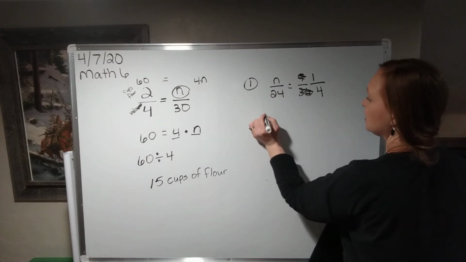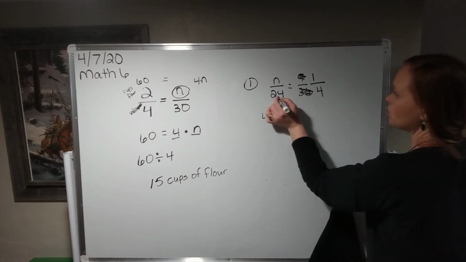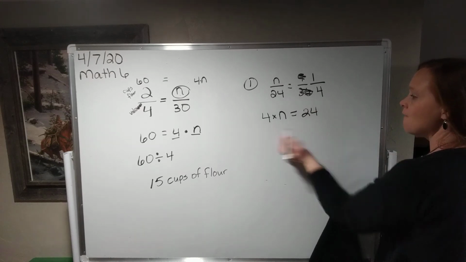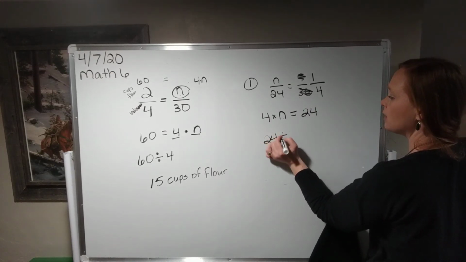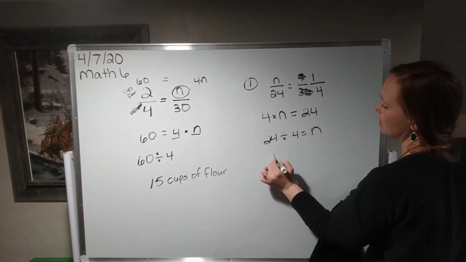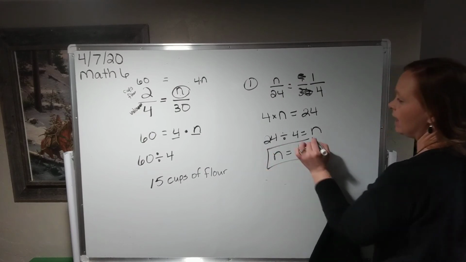4 times n equals 24 times 1, so 24. 4 times what equals 24? Or 24 divided by 4 equals n. And n equals 6, and this would be my answer.